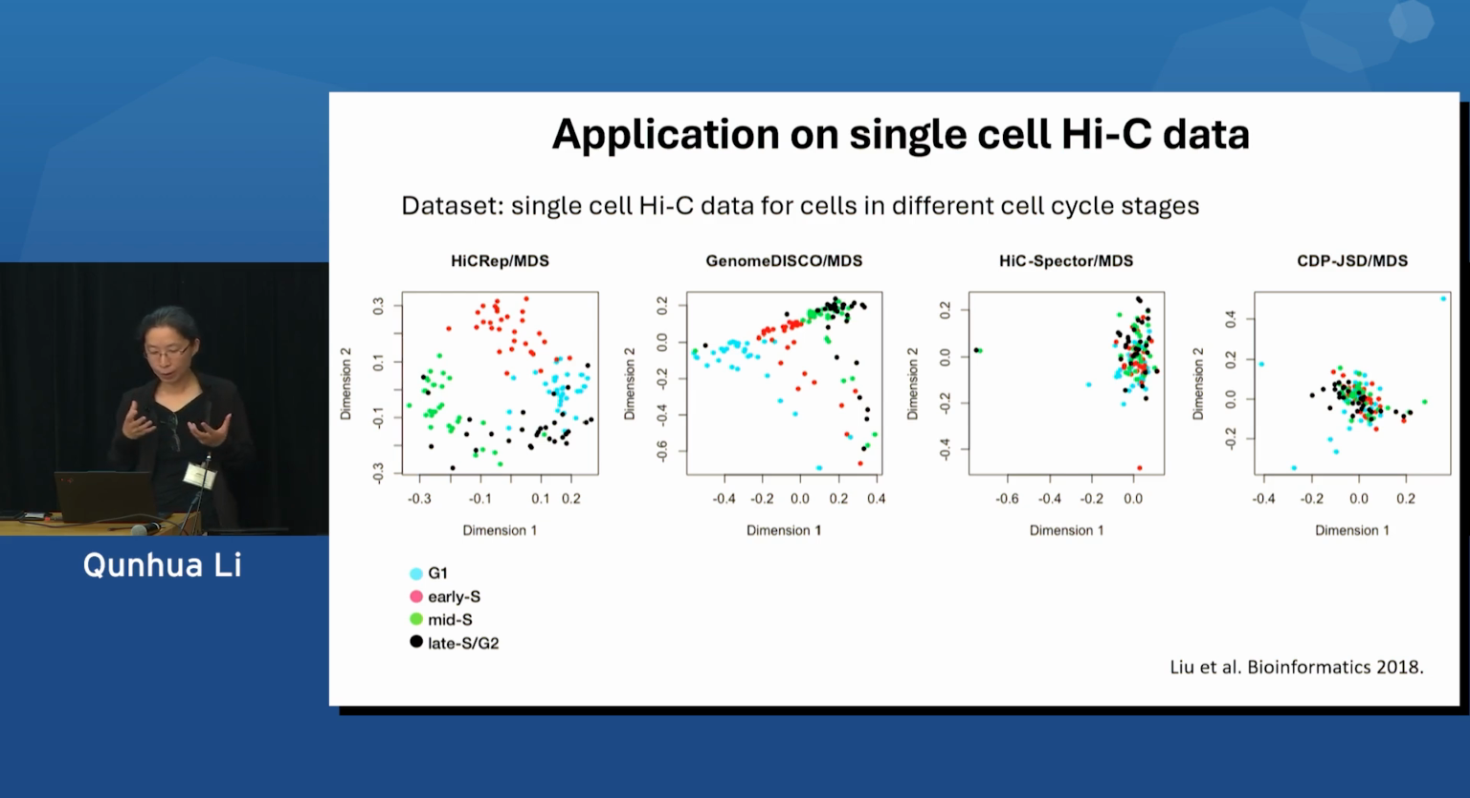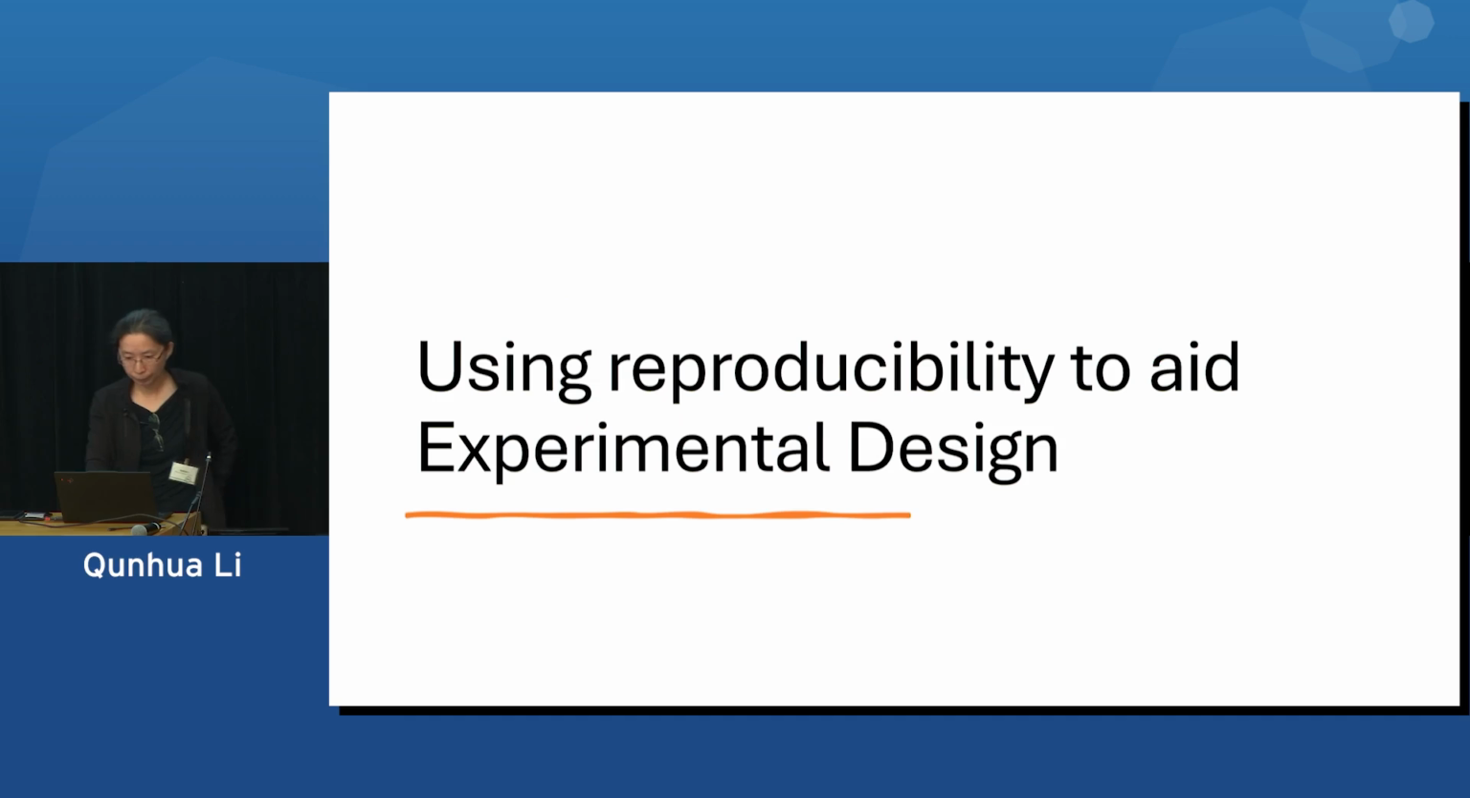reconstruct the cell. This data set is cell cycle data. So what they did is use our method to calculate the distance between two single cells, and then they used MDS to project, and they found that our method can reconstruct the cell cycle relationship. So this is another way to show that this method is effective.